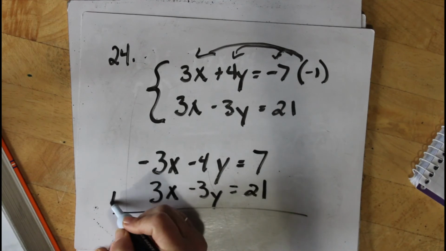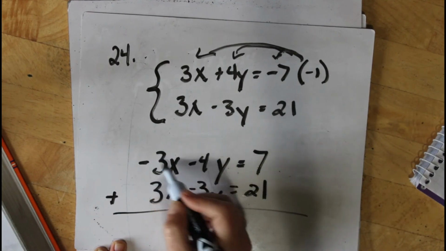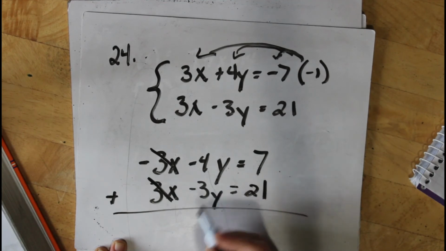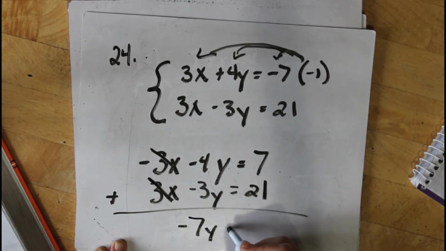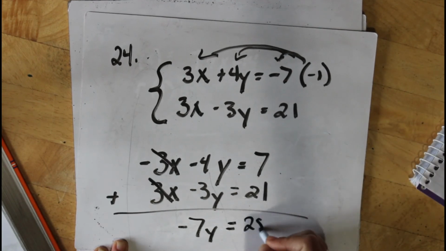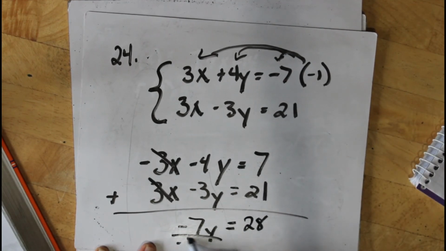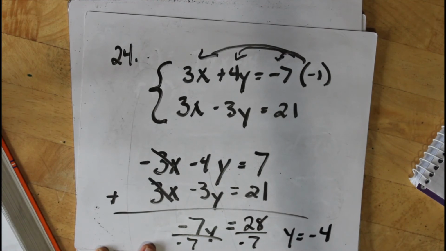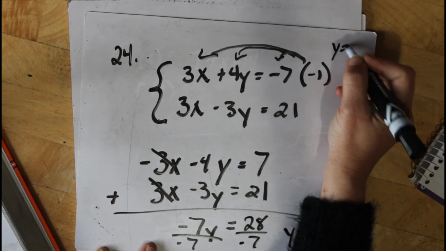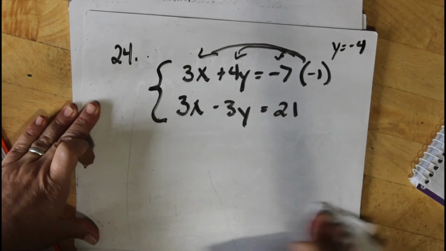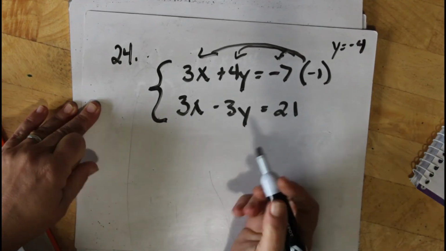Then we're going to add this bottom equation to it. So we're going to add these two. Negative 3x and positive 3x would be 0. Those cancel. This would be negative 7y equals 28. Now we just have to divide by negative 7, and we're going to get y equals negative 4. Now since we have y equals negative 4, we can solve for x by just putting that value into either one of these equations.